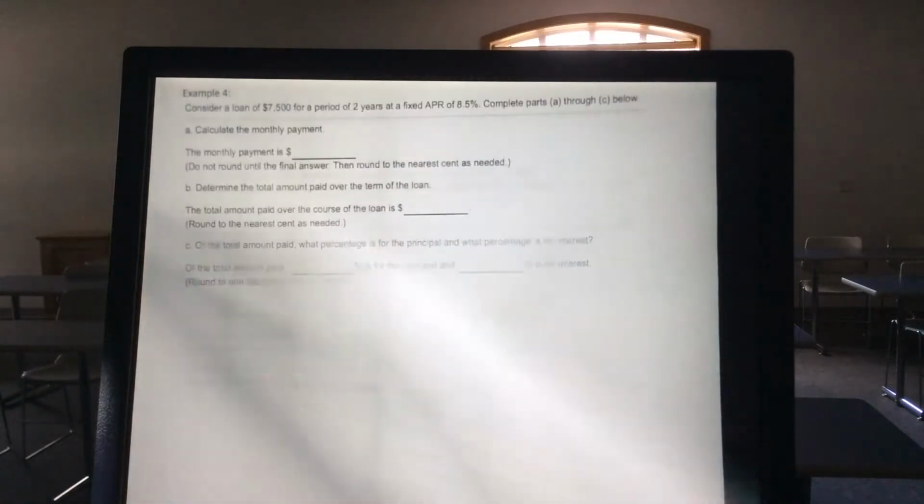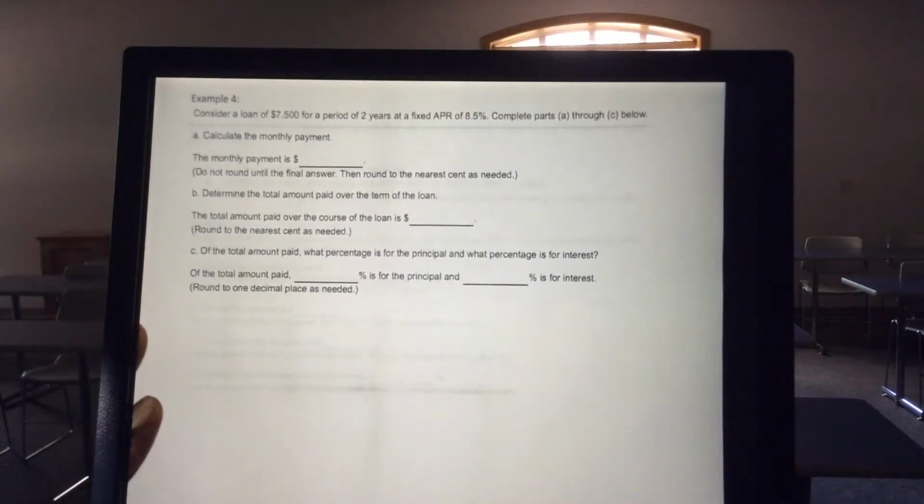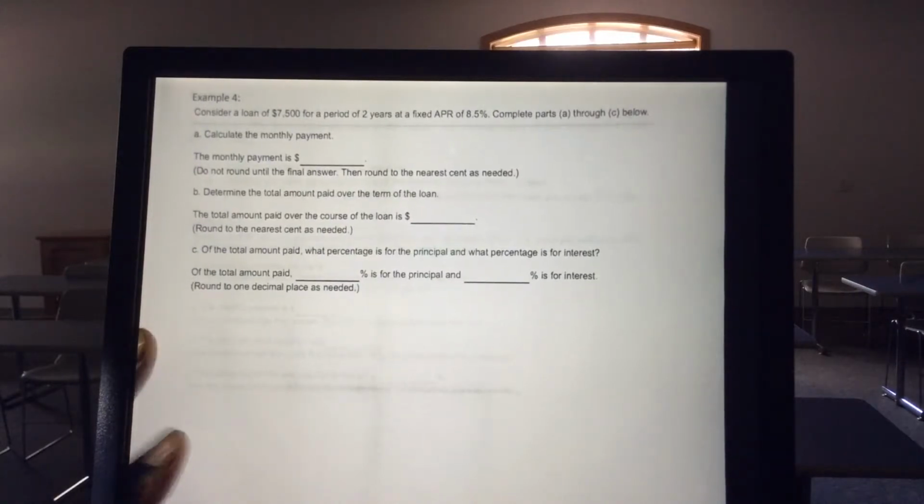Okay, here's another one of these as well. Let's say a loan of $7,500 for a period of only 2 years, and the fixed APR is 8.5%. Here we're going to calculate the monthly payment, determine the total amount paid over the term of the loan, and of the amount paid, what percentage is for the principal and what percentage is for interest.